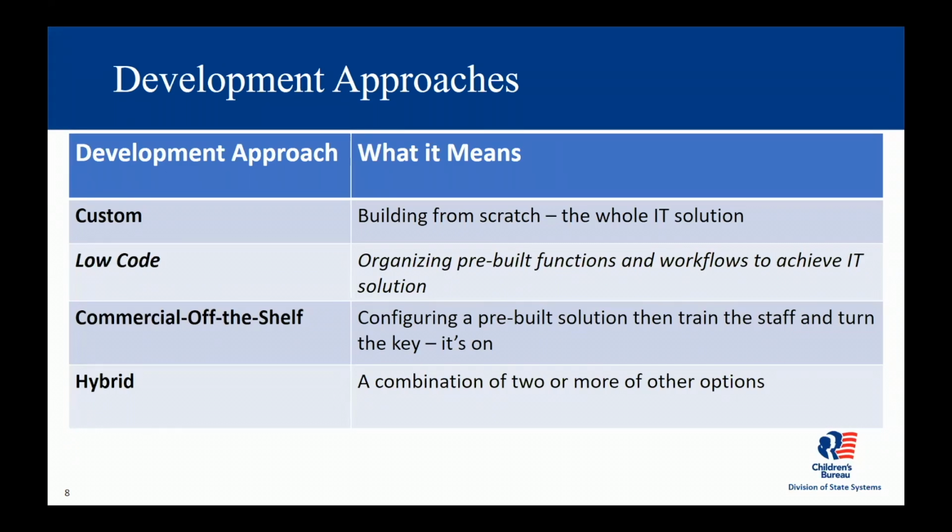And the last approach is the hybrid approach. This is a combination of two or more of the other options described here. Again, the objective of today's webinar focuses on low-code solutions. Charlie Thompson, our next presenter, will talk about what low-code solutions are, how low-code solutions work, and the challenges and trade-offs of using low-code solutions. And in the later part of the presentation, Sujata will talk about the key considerations agencies should evaluate before selecting a low-code solution for the agency's child welfare IT implementation.